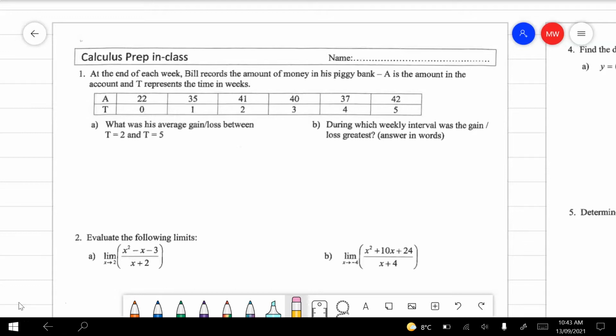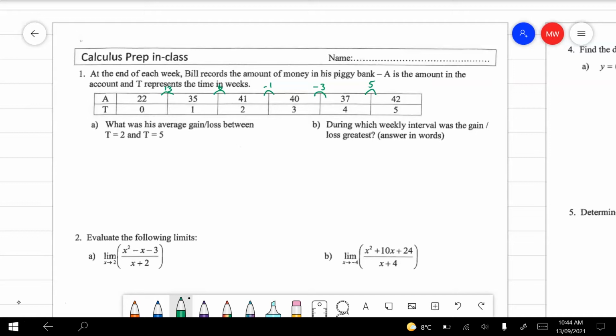We can see in question 1 that Bill's got a piggy bank here with a balance of money in it. And we can see straight away that this relationship is not linear. So he's got time in weeks and the amount of money that he's got in his account. In the first week it jumps $13. In the second week it jumps another $6. In the next week he loses money, he actually goes down $1. In the next one he's losing money again, and then in the final week he's gained another $5. So it's not a linear relationship, it's probably a cubic relationship.